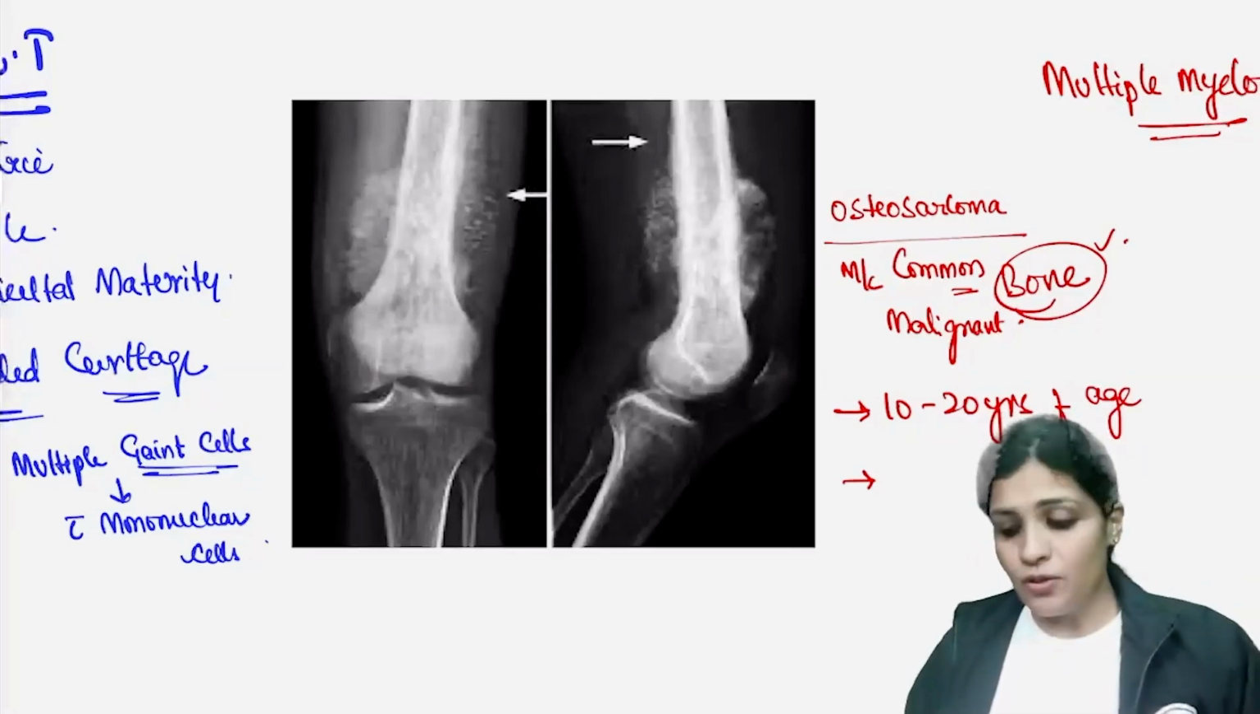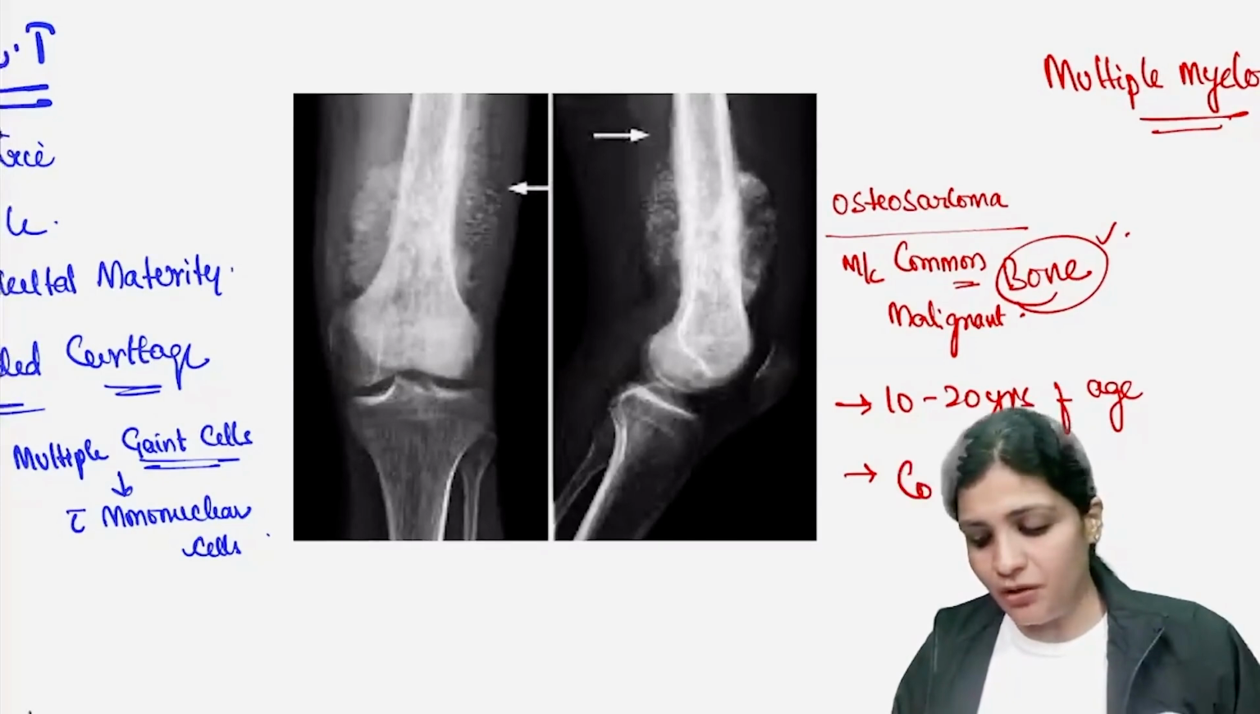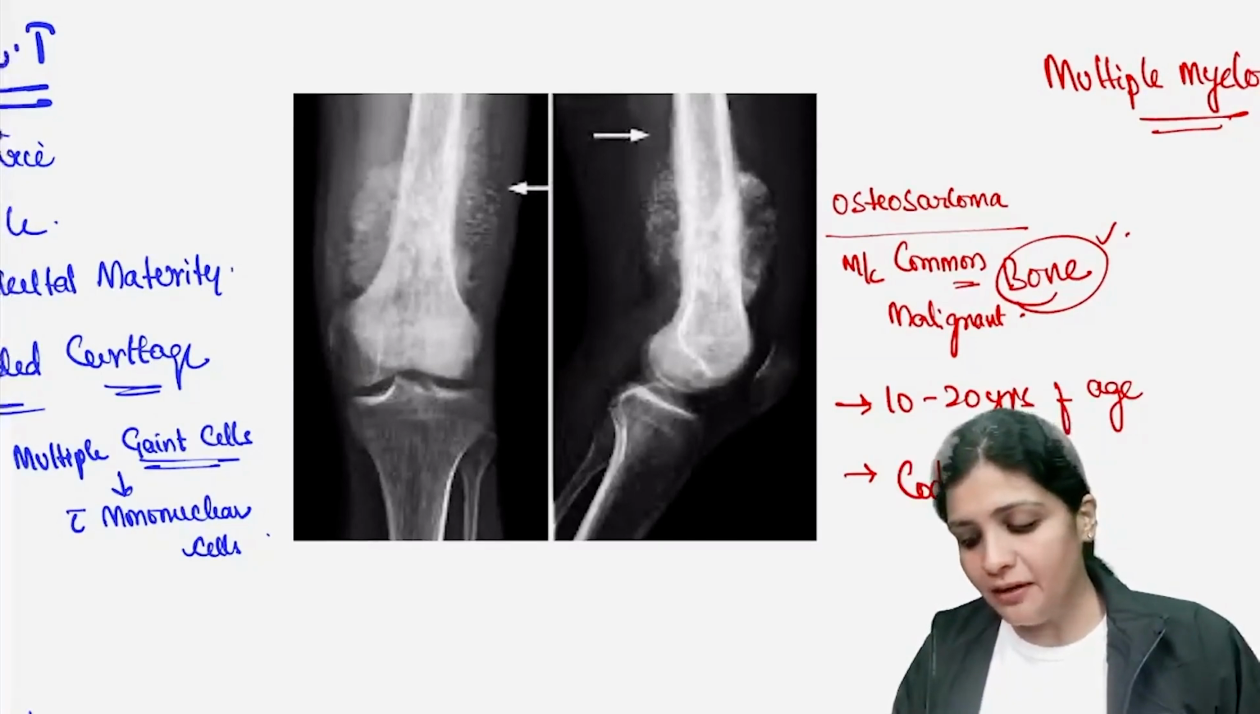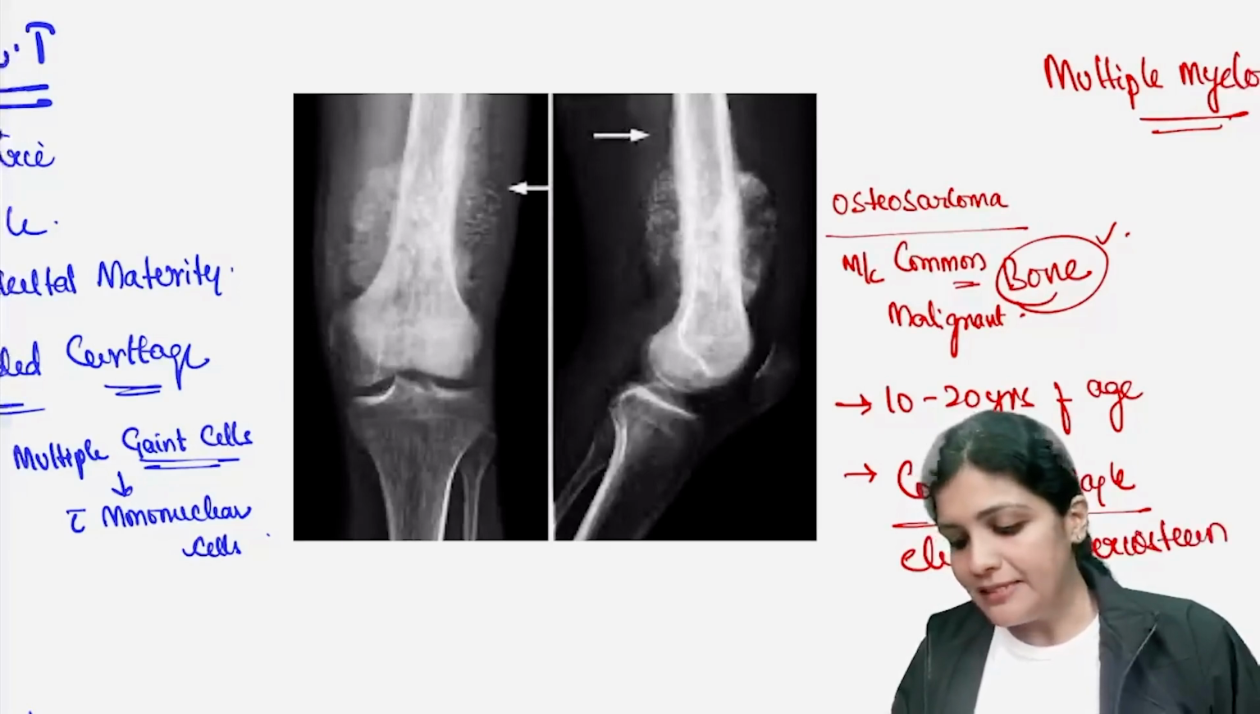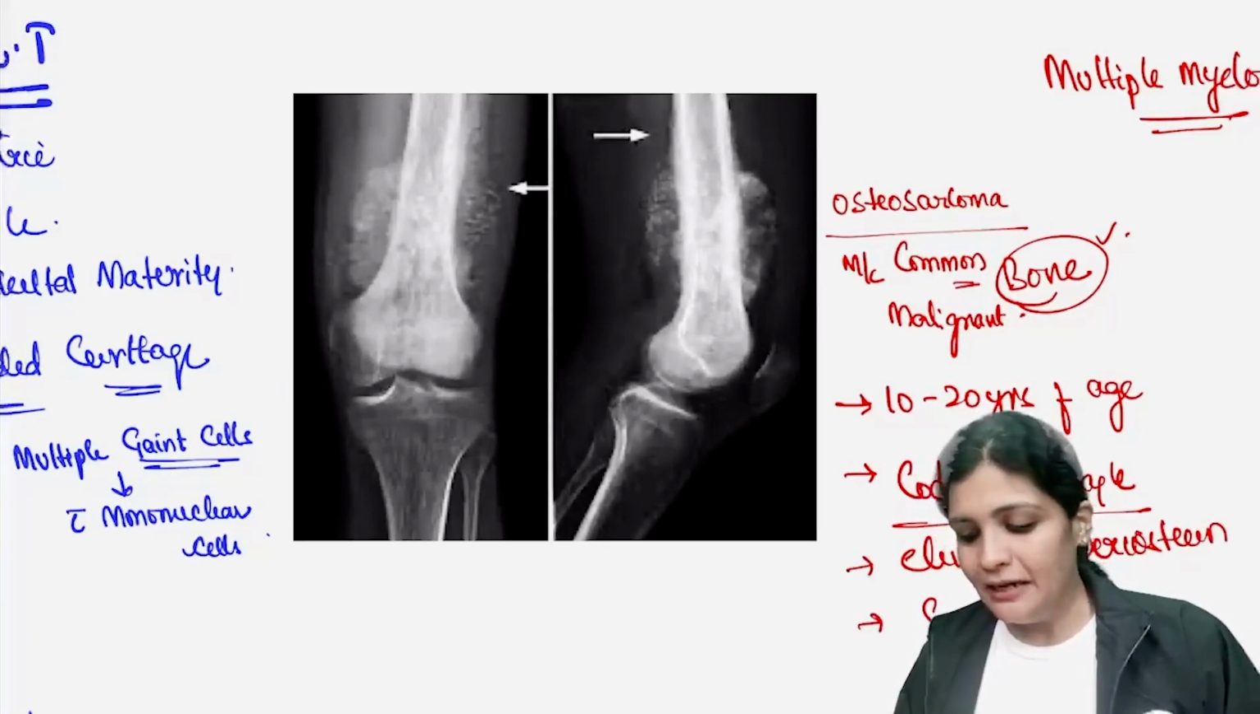And this shows two important radiological features. What you have to remember is Codman's triangle. Codman's triangle is nothing but an elevation of the periosteum. And the second one is the sun ray appearance, or the sunburst appearance.